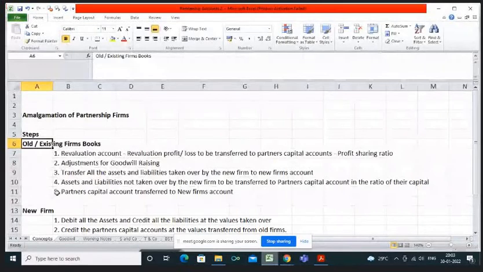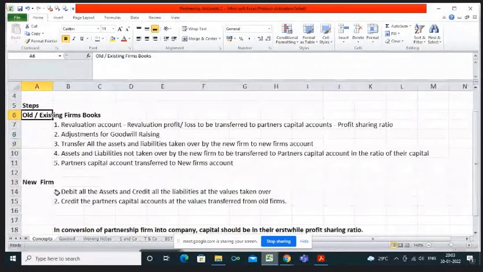Otherwise, the existing firm's books, the adjustments are the same. What we have to do? We have to do the revaluation account. We have to make adjustments for goodwill. We have to transfer all the assets and liabilities taken over by the buyer. Rather than new firm, we will call it buyer. And liabilities not taken over by the buyer will be transferred to partners in the ratio of their capital, and capital account should transfer to the new firm's account. This is the exception.